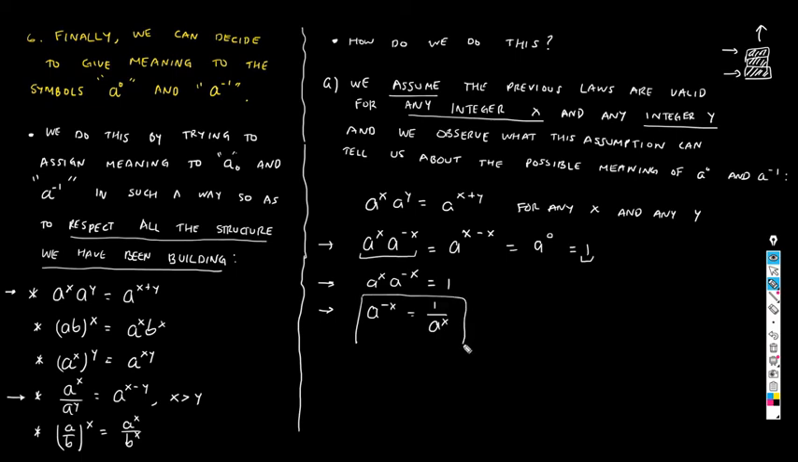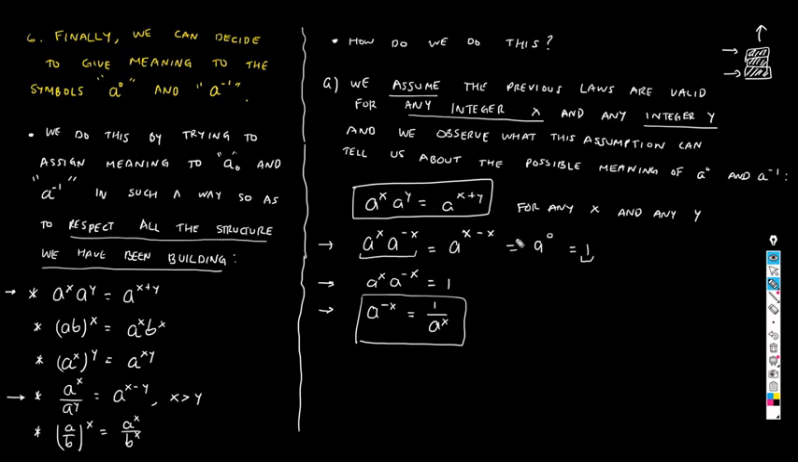The conclusion is that if I want this law to be valid for any possible integer x and any possible integer y, then a to the minus x should be equal to 1 over a to the x. Once again, is this a demonstration that this symbol is equal to this? No, it's not a demonstration, because at this point in my discourse, I don't know what this means. This is just a possible conclusion that we can extract by the assumption that this law should be valid for all integers.